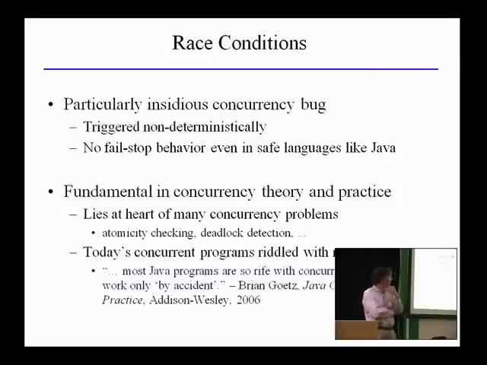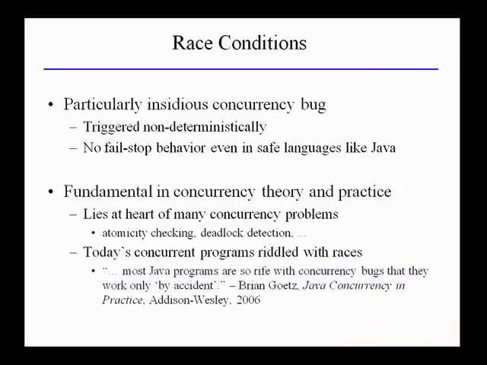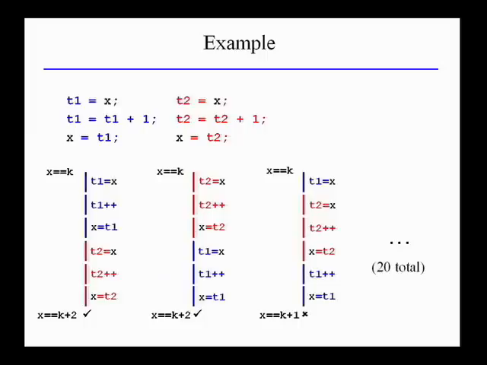All right? And I think it's pretty well known that concurrent programs today are just riddled with races. So pretty much you can pick up any concurrent Java program, and you're going to find race conditions in it. Okay? At least any concurrent Java program of significant size. All right. Okay, so let's come back to our example.